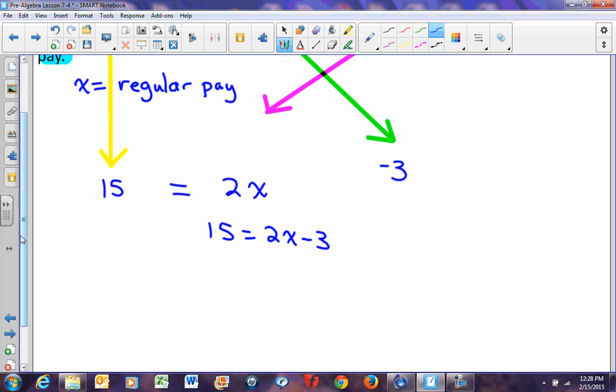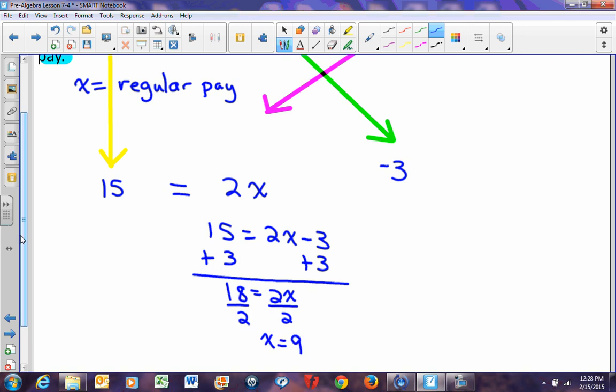Now we just need to solve the equation. Add 3 to both sides of the equation, and we will get 18 equals 2x. Divide by 2. x equals 9. So his regular pay is $9 per hour, because that's what we were asked to find, and our variable was defined as his regular pay. So Tim's regular pay is $9 per hour.